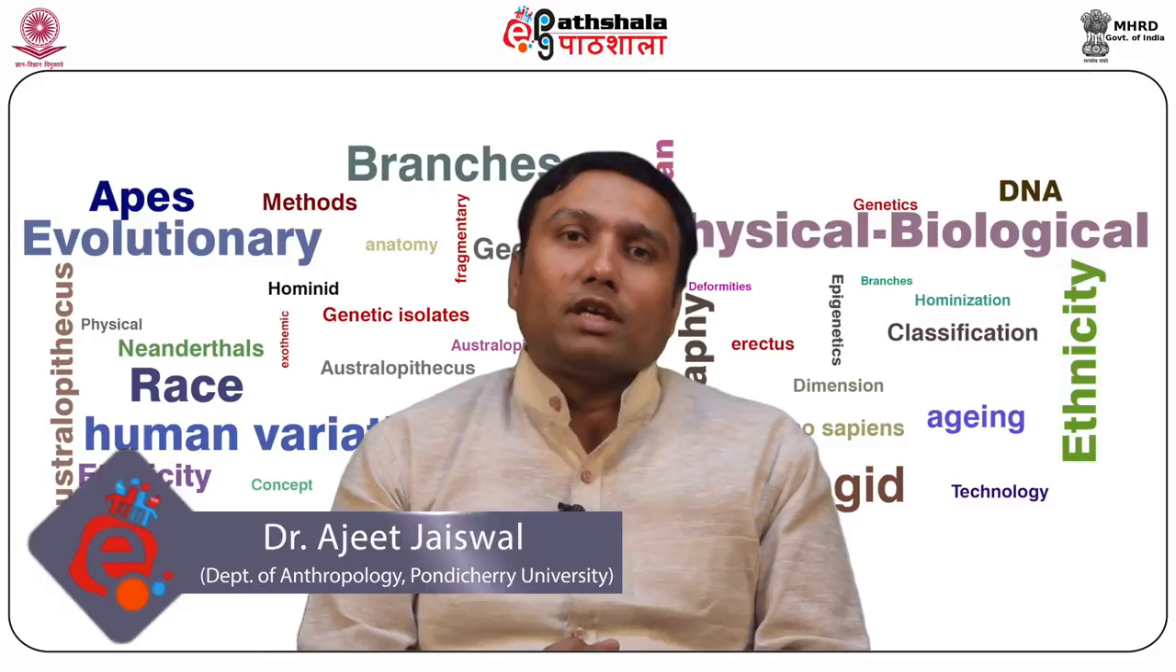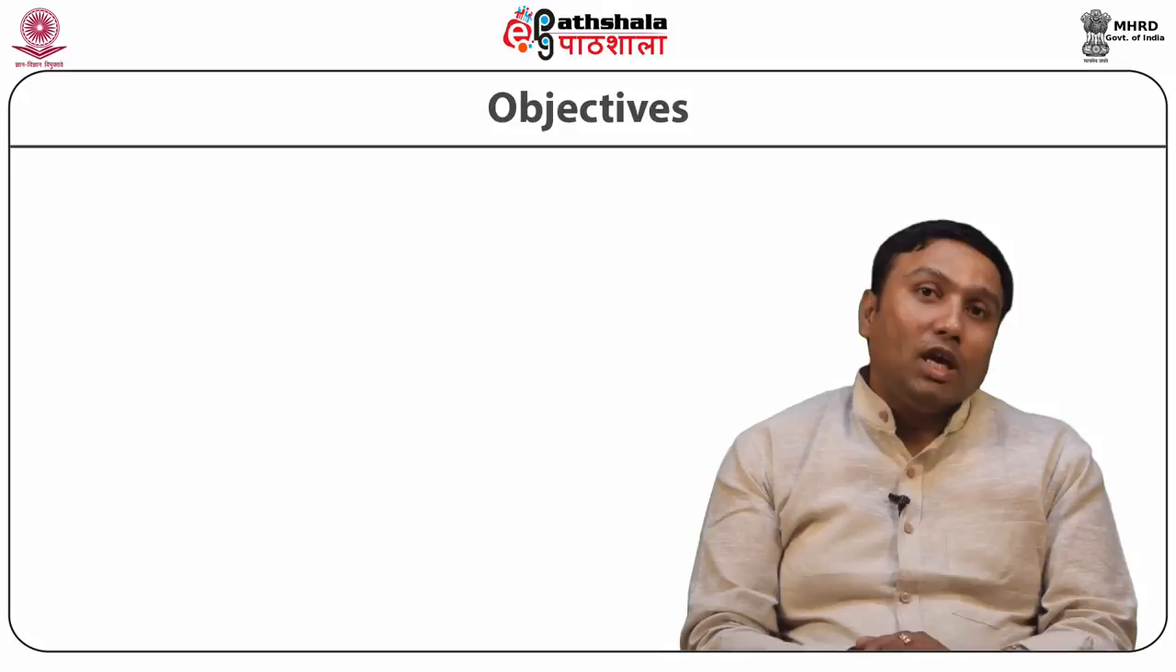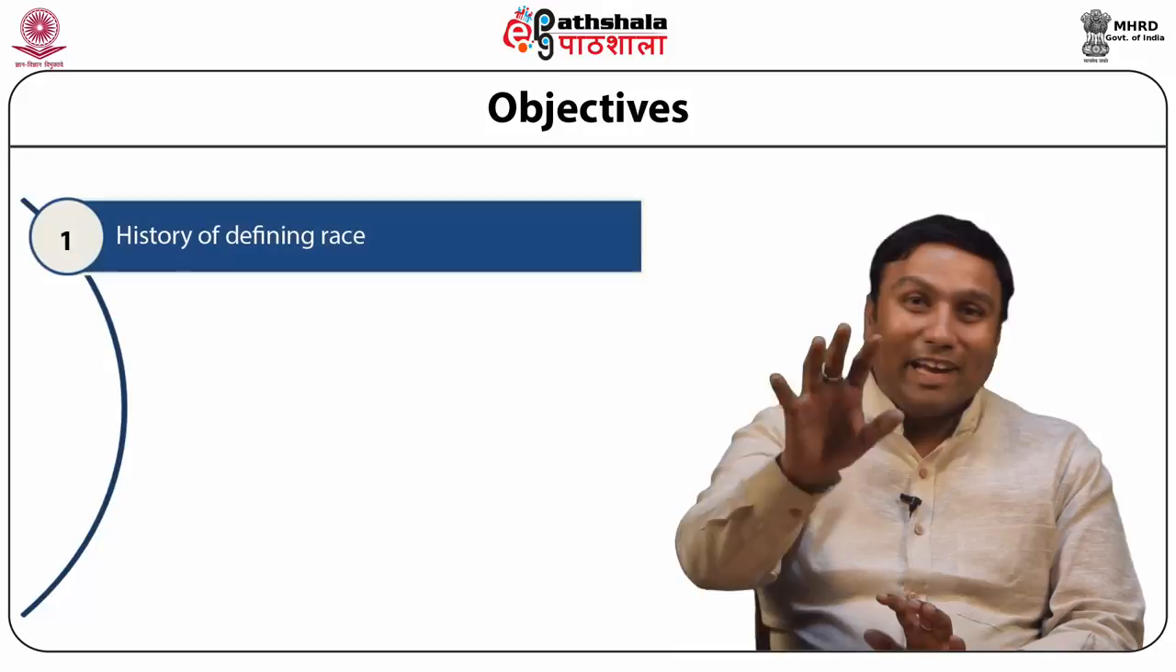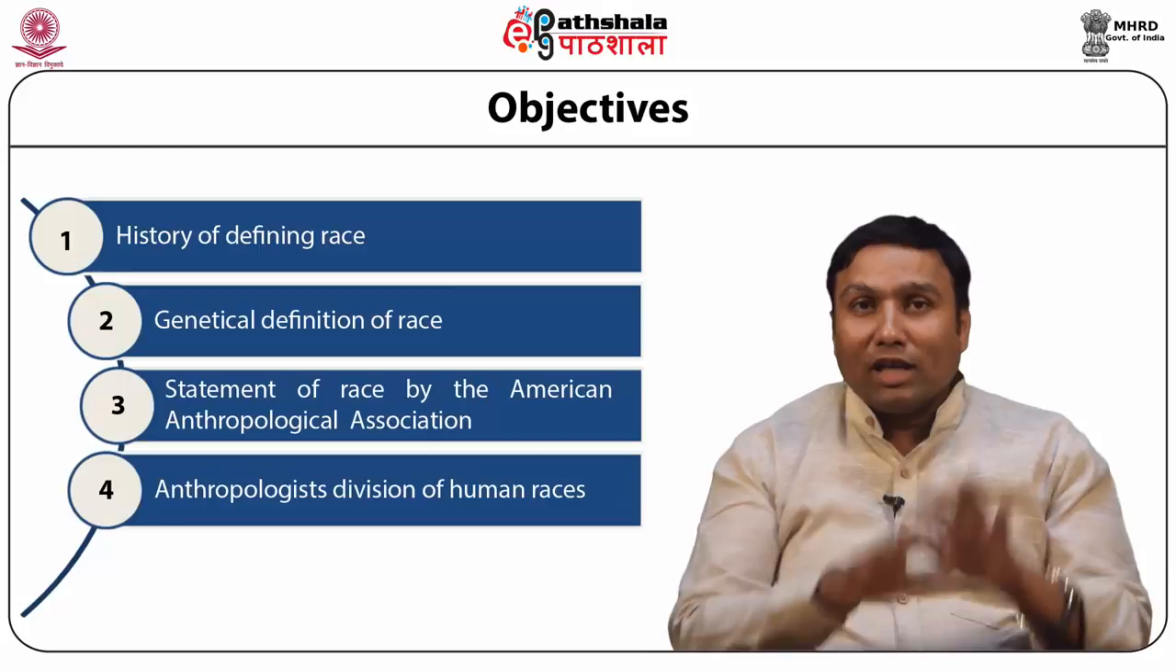Today we are going to discuss a module called Classification of Race under the paper Physical and Biological Anthropology. In this module, we are going to discuss the history of defining race, the genetical definition of race, the statement on race by the American Anthropological Association, anthropologists' division of the human race, and racial elements in India.